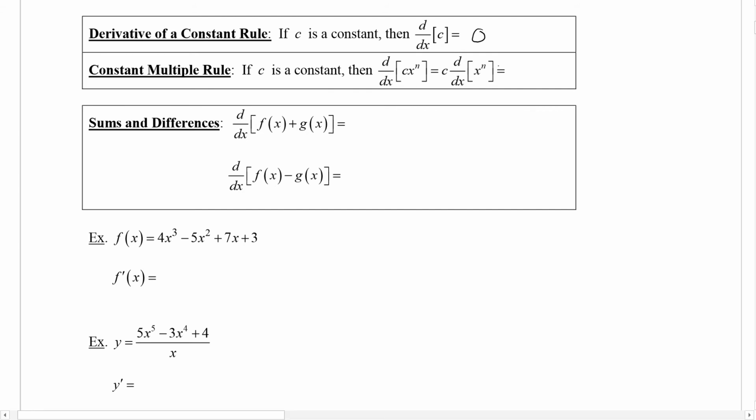The constant multiple rule says if I have a c times x to the n, the derivative of c x to the n can be the same thing as c times the derivative of x to the n, which is just c n x to the n minus 1.